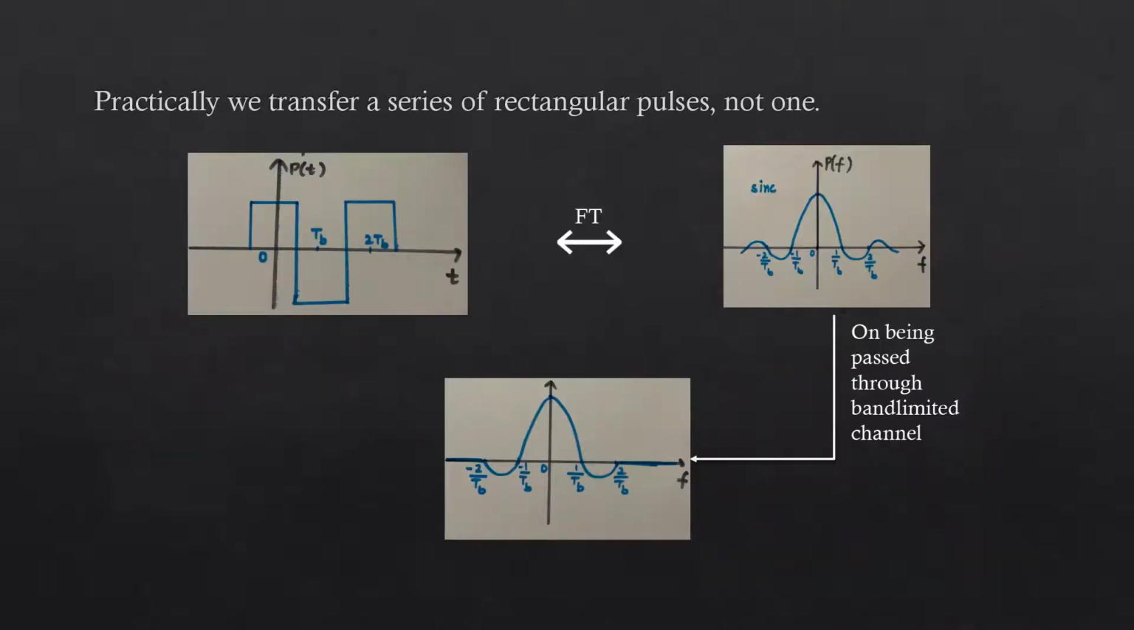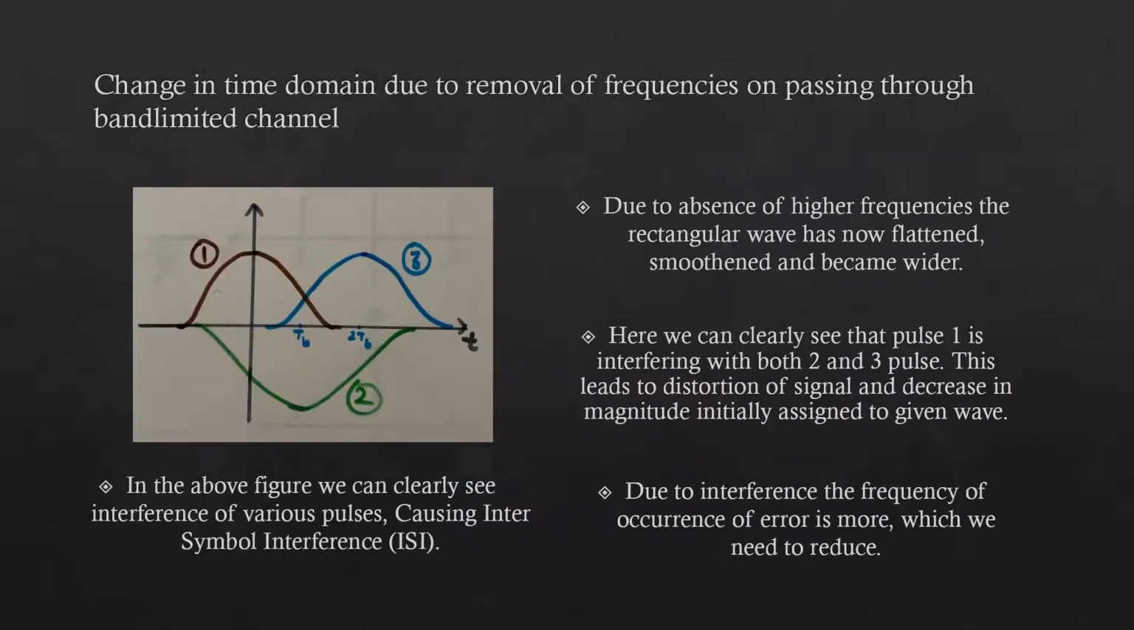In real life, we transfer a series of rectangular pulses, not one. The rectangular pulse in the first figure shows an example of a signal to be transferred in a real life scenario. The Fourier transform of this rectangular pulse is also of infinite bandwidth. So, we pass it through a bandlimited channel to obtain a function with zero value above a frequency of 2 by T_B. This shows the change in the time domain due to removal of frequencies on passing through the bandlimited channel.